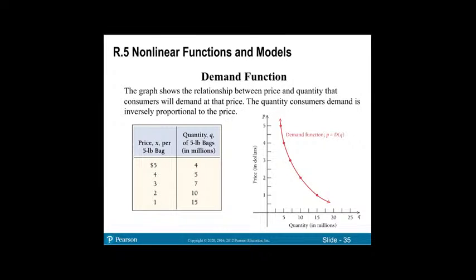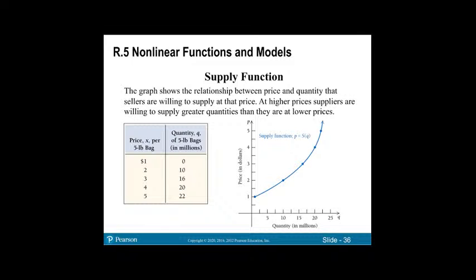Okay. So the graph shows the relationship between price and quantity that consumers will demand at that price. The quantity consumers demand is inversely proportional to the price. At higher prices, suppliers are willing to supply greater quantities than they are at lower prices.